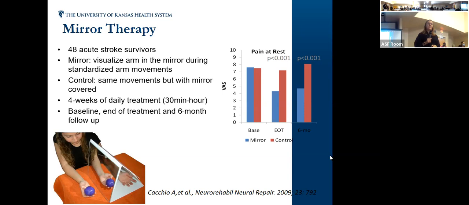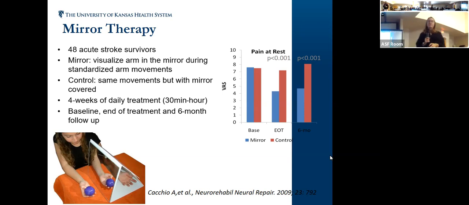This was one study that looked at 48 people who had an acute stroke who had pain, and they did these visualizing exercises with a mirror, and then they compared it to a group that didn't do the mirror. So they did the same exercises, but they just put a cloth over the mirror. And they did it for 4 weeks every day.